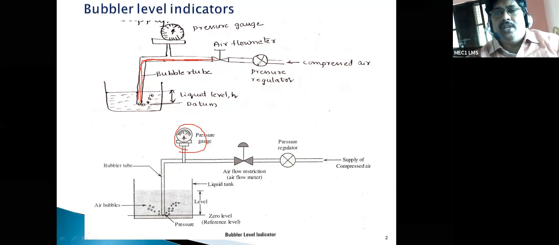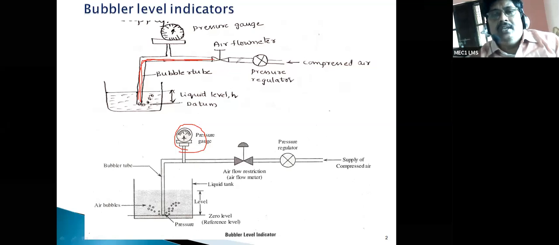So here, the compressed air is sent with the help of the pressure regulator, by regulating the pressure of the air. Then with the help of the air flow meter, we are sending that compressed air into the container through the bubbler tube. That means here is the dipped end. If you are seeing clearly, this is a dipped end. One end is dipped into the vessel.